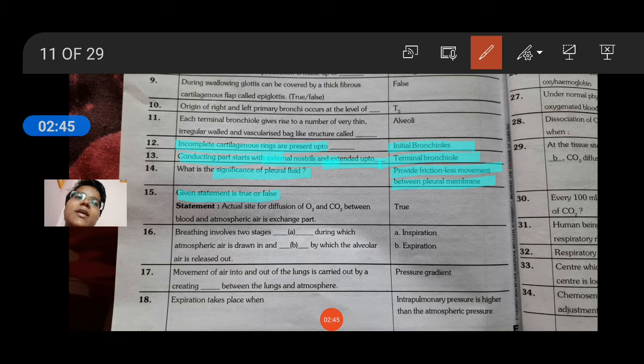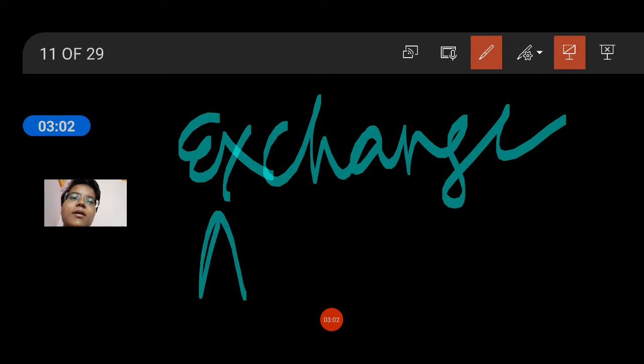Given statement is true or false: the actual site for diffusion of oxygen and CO2 between blood and atmospheric air is the exchange part. True. Exchange occurs in the alveoli.